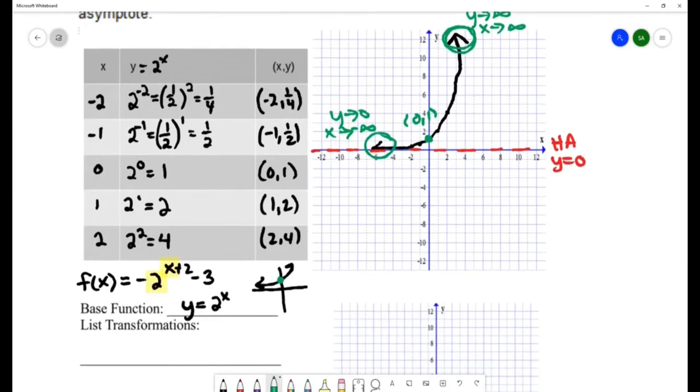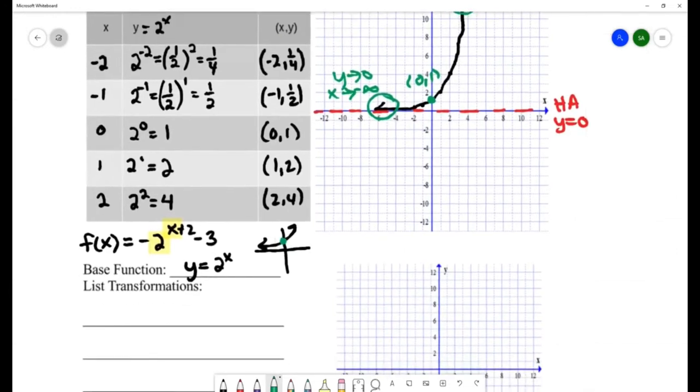So we want to look at what those transformations are. We have this negative, which is one transformation. We have a plus 2, which is another transformation. And we have a minus 3. It's another transformation. So these are going to affect the graph that we started with to get to that ending graph of f of x equals negative 2 to the x plus 2 minus 3.